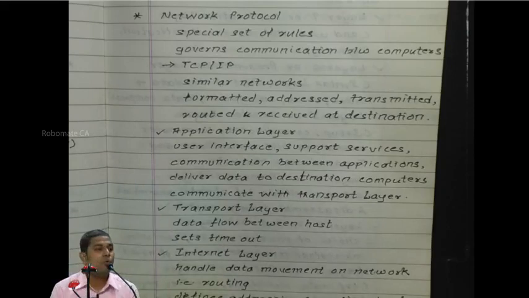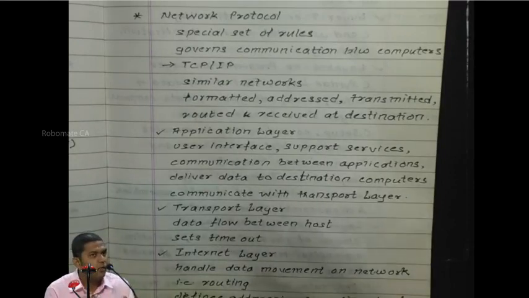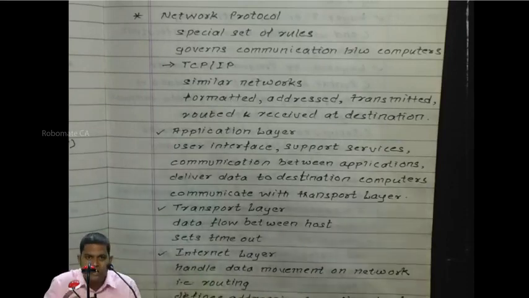There are two different types of transmission protocol. One is called TCP/IP and the other one is called the OSI model, the Open System Interconnection Model. What is the difference? TCP/IP protocol will be used where computers are connecting to each other within the network. The data is not going outside the network.